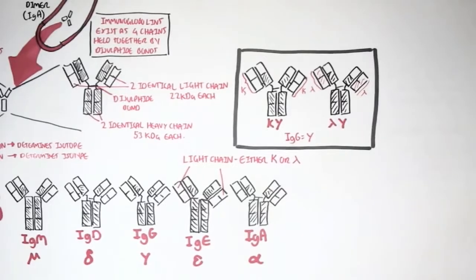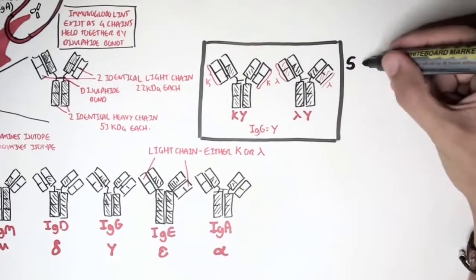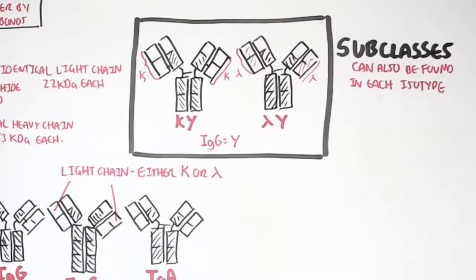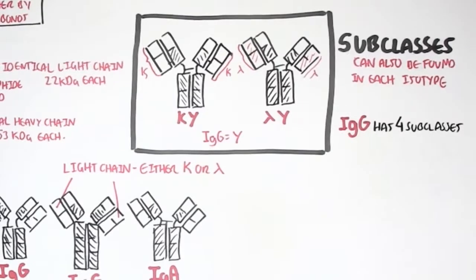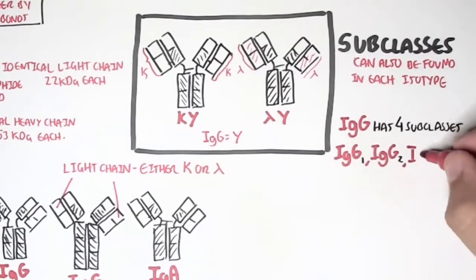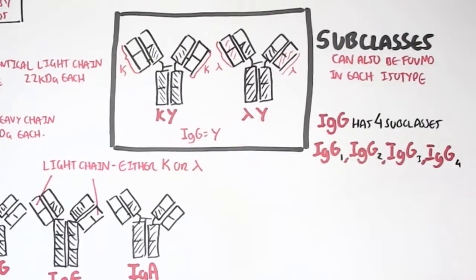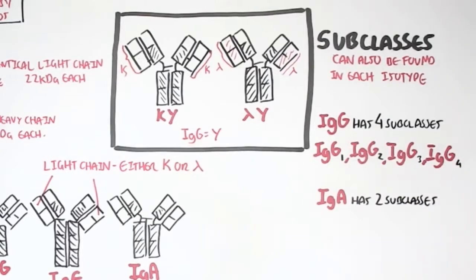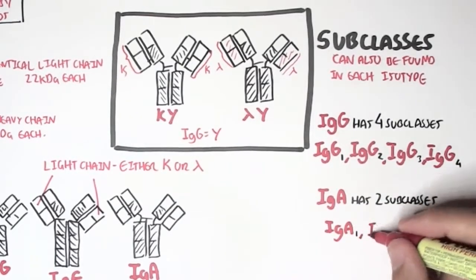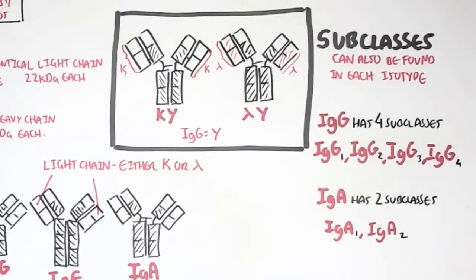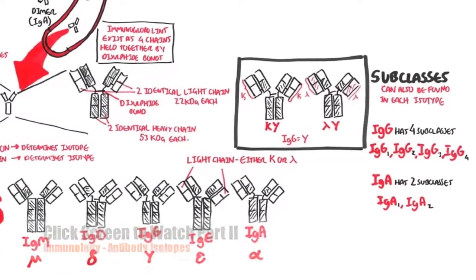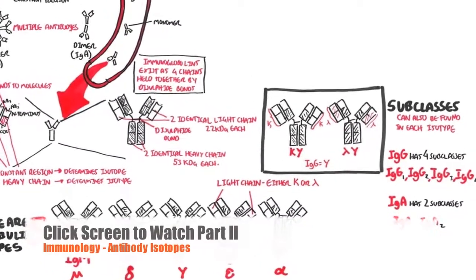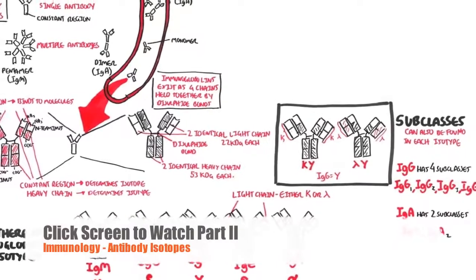Okay, to make this even just a bit more confusing, there are subclasses that can exist within certain isotypes. For example, the isotype IgG has 4 subclasses: IgG1, IgG2, IgG3, and IgG4. And the isotype IgA has IgA1 and IgA2. Not that you have to memorize this, but it's just interesting to note. Now that we know a bit about antibodies, a bit about immunoglobulins, let's look at these different isotypes in a lot more detail.